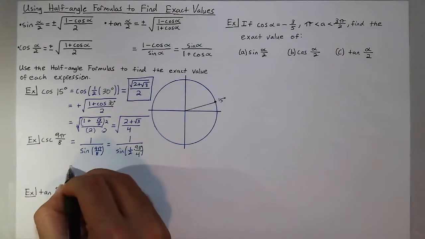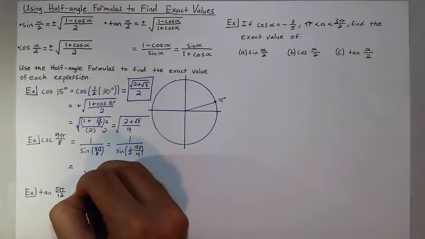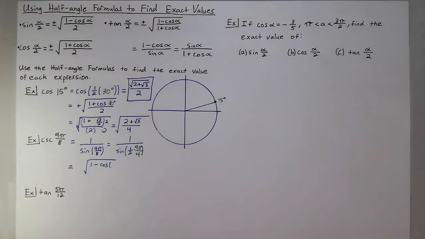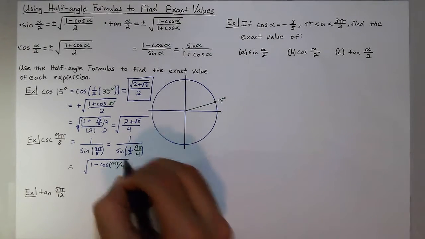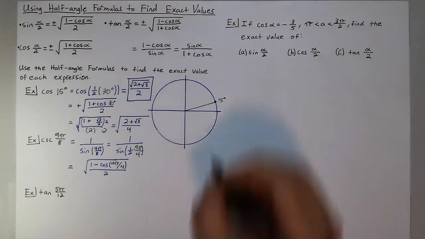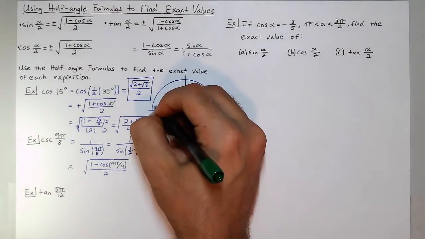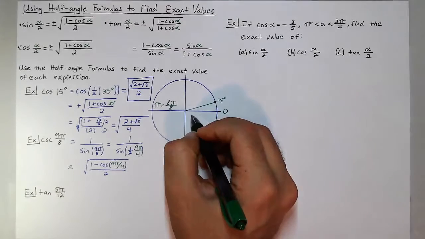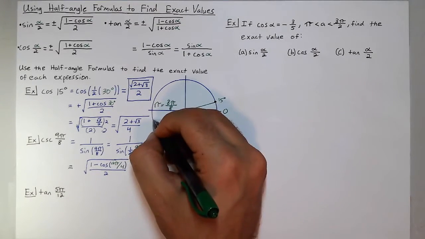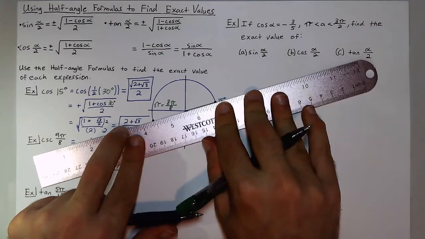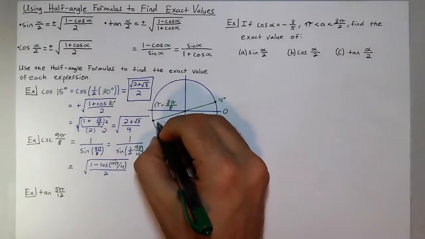So what this is equal to is the square root of 1 minus the cosine of 9 pi over 4, all over 2. Now I need to figure out what quadrant is 9 pi over 8 in. So I know that 0 is here and pi is on this end, which means that 8 pi over 8 is over here. So 9 pi over 8 would rotate to 8 pi over 8 and a little bit more. This puts us in the third quadrant for 9 pi over 8.